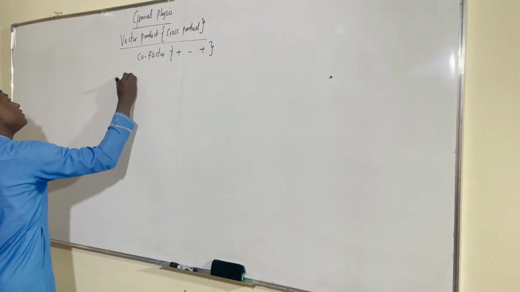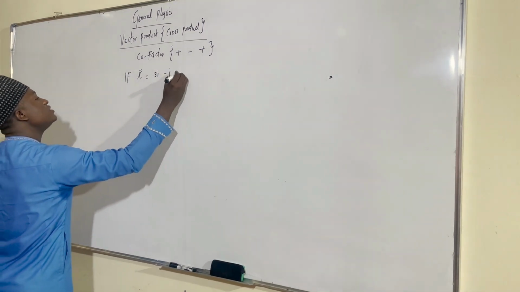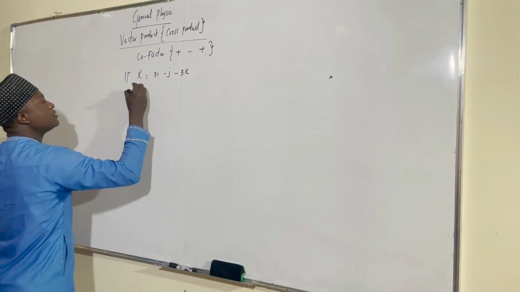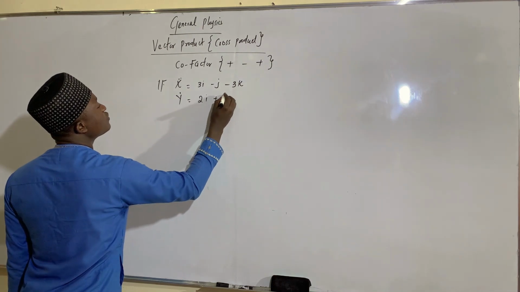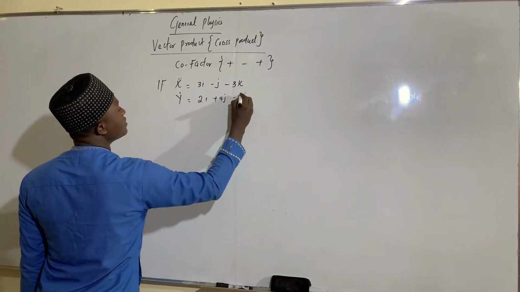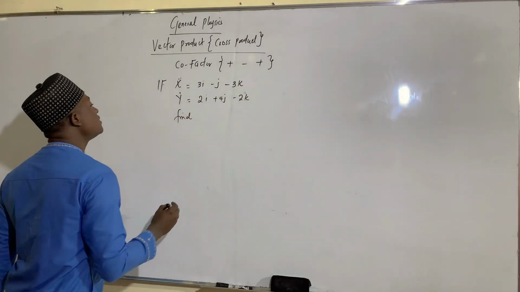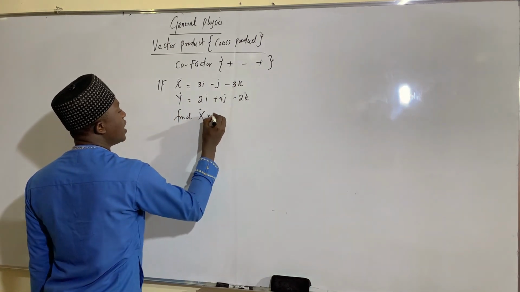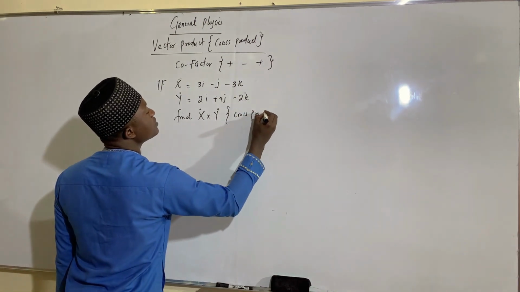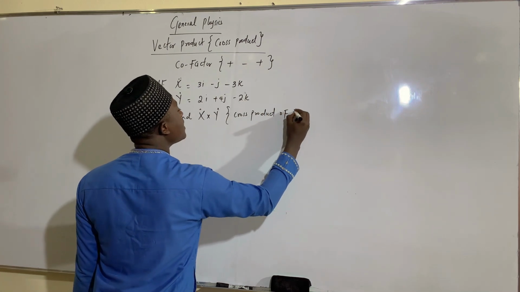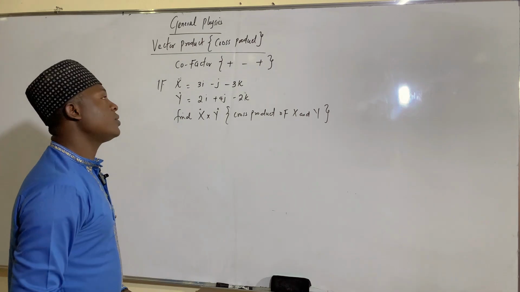Maybe they said if vector x is equal to 3i minus j minus 3k, and vector y is 2i plus 4j minus 2k. They now said find x cross y. So they can say find the cross product. Find the cross product of x and y. It's still the same problem, just like the statement they use depending on the problem we are solving.